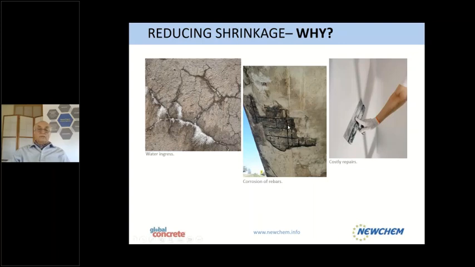Or it will attack the steel, and the rust is always a bigger volume than the steel. Therefore, the moment that the steel is corroding, you will have a pressure on the concrete, and you will see that the concrete will fall off. You can see this on almost every bridge today. No? And that leads to costly repairs, naturally.